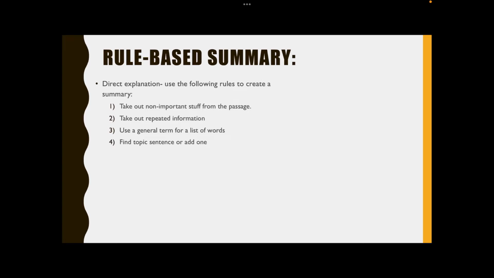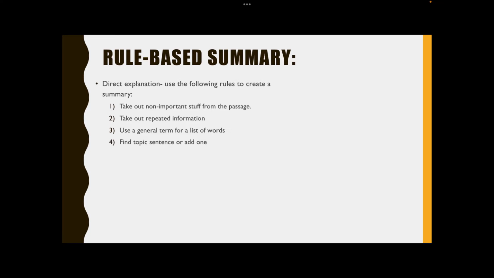All right, for rule-based summary, it's a little different than the one we just did. It uses the following rules and creates a summary. The first thing you're going to do is take out non-important stuff from the passage. Then you're going to take out information that's repeated. So if it's like, Jake has a cat, and then, Jake's sister has a cat. Well, they both have a cat, so maybe you mark out Jake has a cat, so you know him and his sister both have the cat.